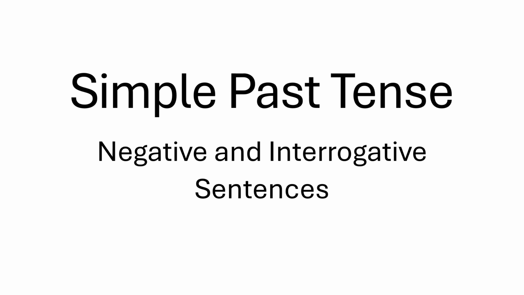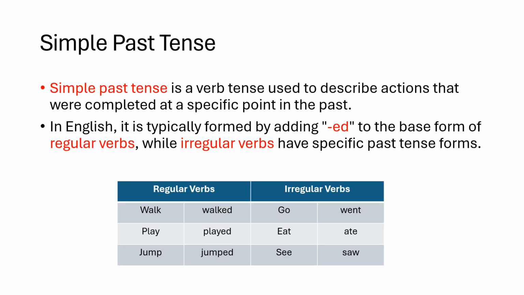Students, today you will learn how to make negative and interrogative sentences for simple past tense sentences. Simple past tense is a verb tense used to describe actions that were completed at a specific point in the past. In English, it is typically formed by adding -ed to the base form of regular verbs, while irregular verbs have specific past tense forms.